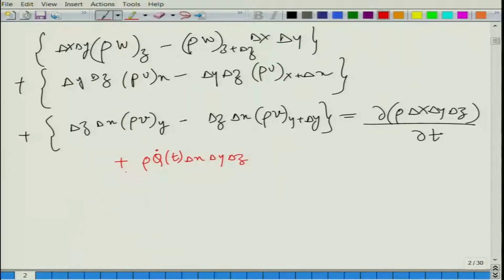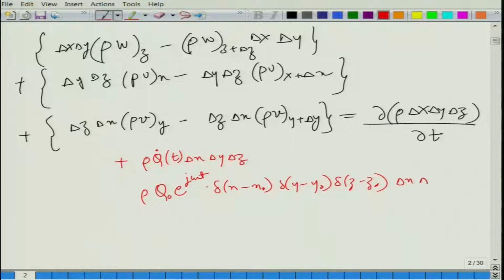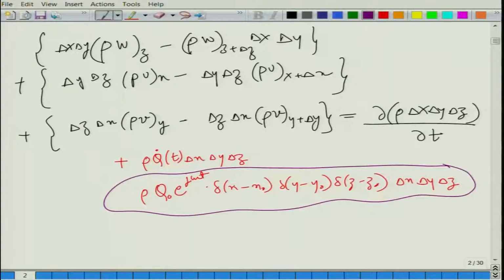For special cases, like if you have a point source, then you would have terms like rho q dot delta x, delta y, delta z, and suppose you have a time varying source e to the j omega t, but it is localized at a point. So, we get this. So, this term would be something like this. For now, I am just trying to give you a feel of this. So, what does this Dirac delta function mean?